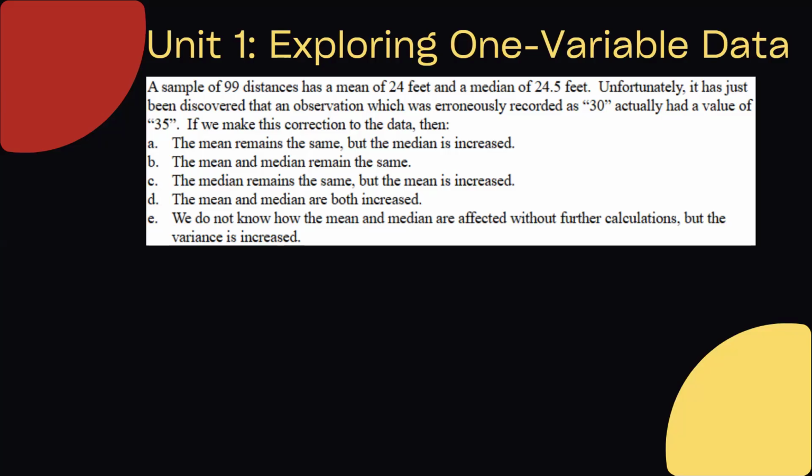Both of these values are above the mean. This is going to affect the mean, not the median, because the median's the middle value, and if one of the values above the middle is changed, it's not going to affect which value was in the middle. However, since the value above the middle is increased, it's going to pull the mean a little bit higher. So that's going to be choice C. The median remains the same, but the mean is increased.